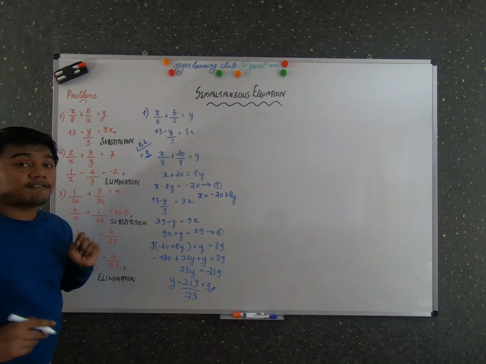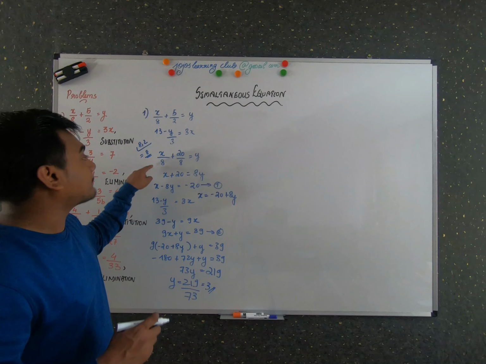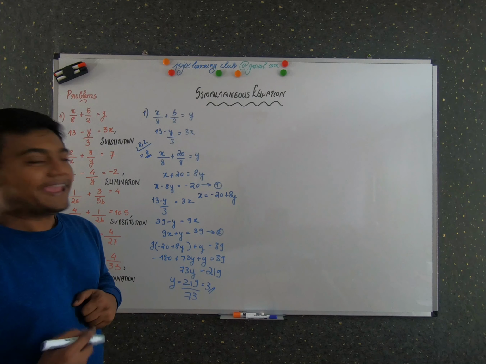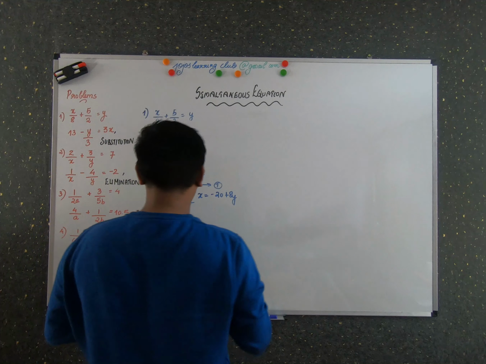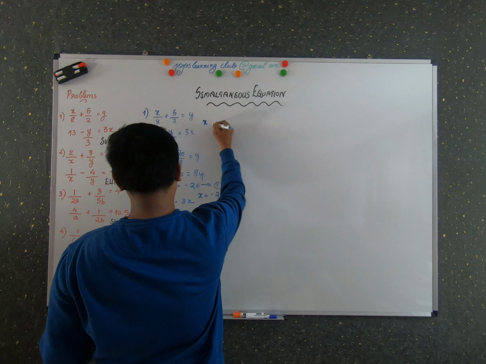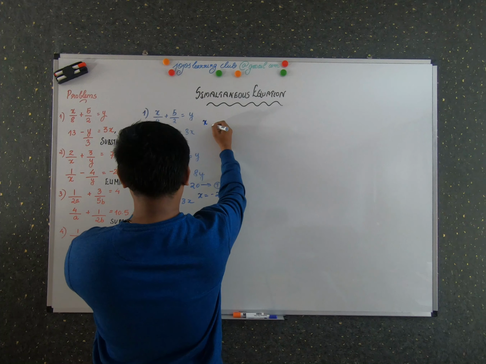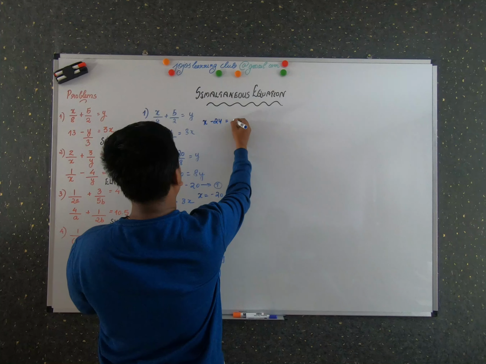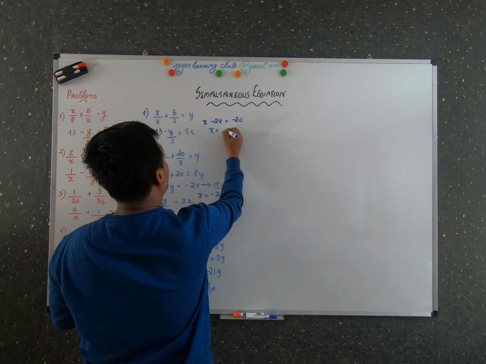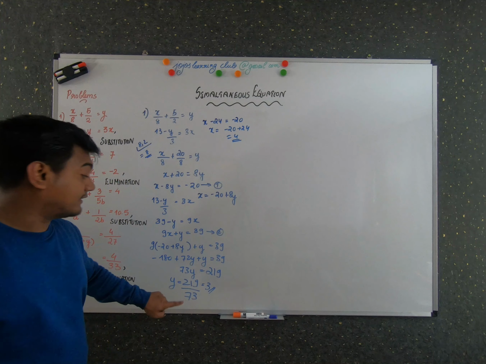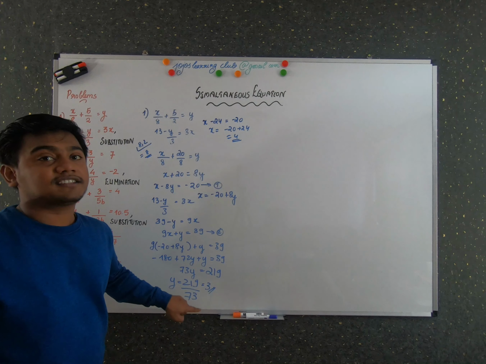Once you get the value of y, it's very easy, right? You can substitute in either equation 1 or 2 to find the value of x. So I'm going to substitute in this equation. So x minus 8y: x minus 8 into 3, which is 24, is equal to minus 20. So x is equal to minus 20 plus 24, which is 4. So the value of x is equal to 4 and y is 3.